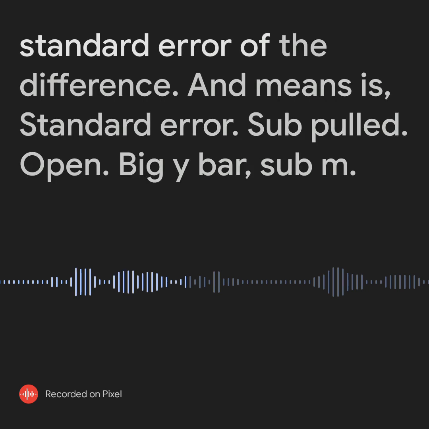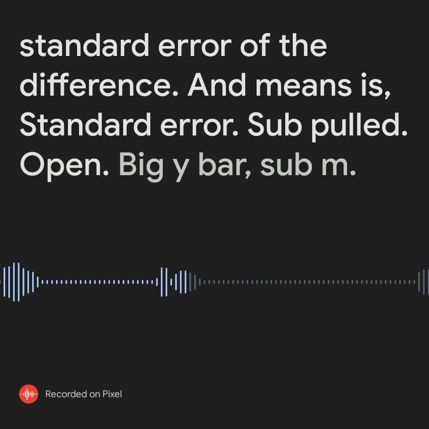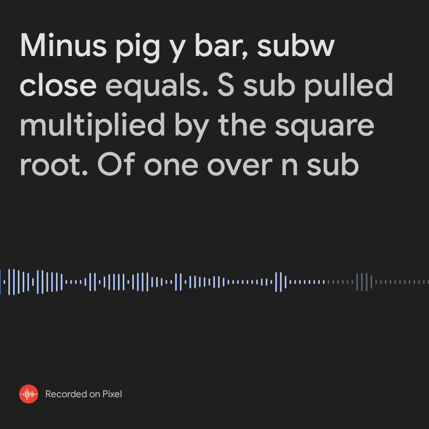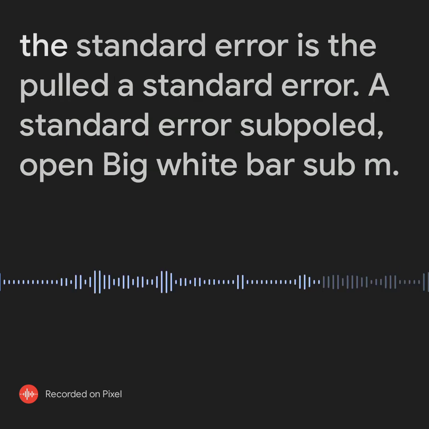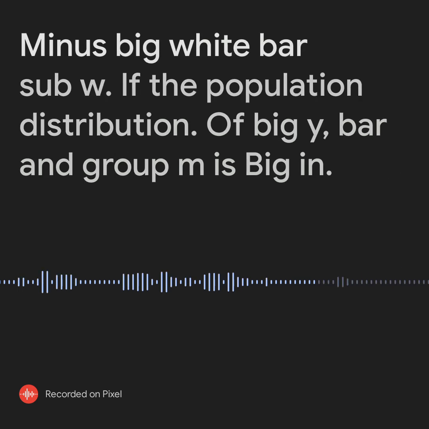The pooled standard error of the difference in means is standard error sub pooled of (big Y bar sub M minus big Y bar sub W) equals S sub pooled multiplied by the square root of 1 over N sub M plus 1 over N sub W. And the pooled t-statistic is computed using equation 3.20, where the standard error is the pooled standard error of big Y bar sub M minus big Y bar sub W.